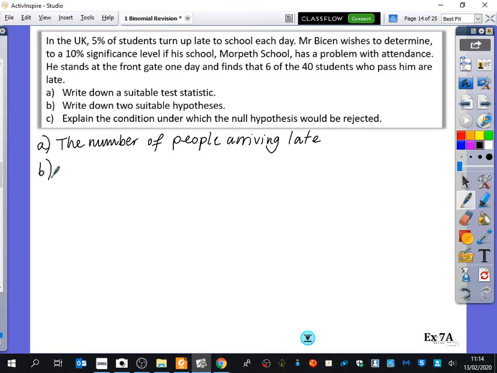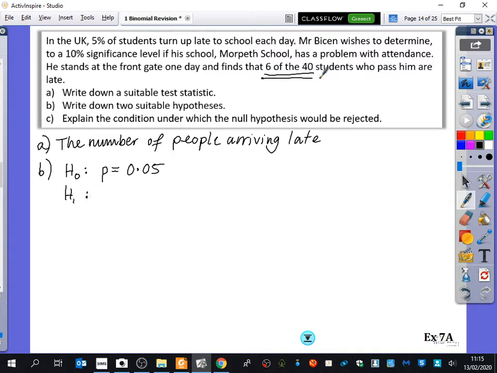And the 2 suitable hypotheses, right, so obviously the null hypothesis is that we're just going to presume that Morpeth School is exactly the same as the rest of the country. So what's the probability of someone being late? 0.05, 5%. Now, this is the thing where I haven't said, oh, I think that we're overestimating it or underestimating it. So there was some extra information, and I found that 6 out of 40 students.